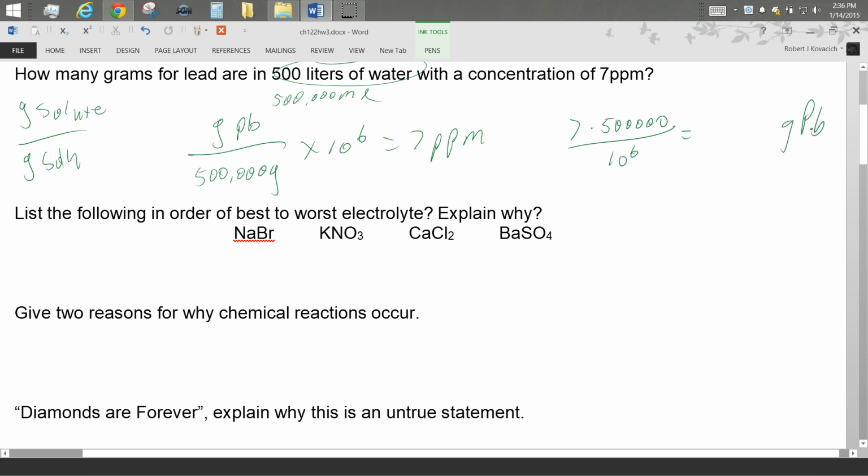3.5. All right, that makes sense. Yeah. Then I put 4. Sure, that sounds good. 4 grams of lead in this water.